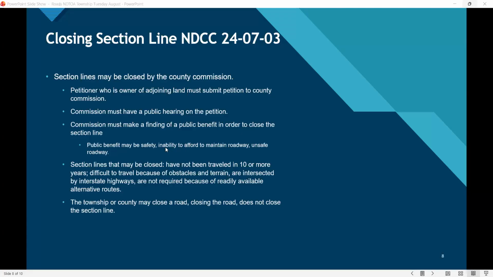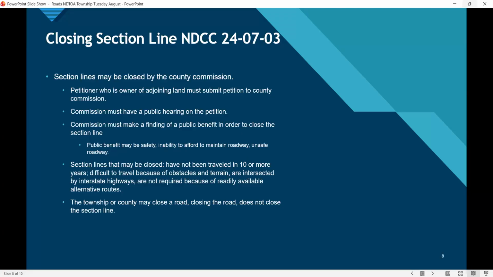So the road has been closed, but the section line still isn't closed because people walk down there and walk with kayaks and walk to fish. So that's in the process in Nelson County right now, and it's going to be kind of interesting to see how that one plays out. But just because a road is closed, it does not mean that the section line is closed.